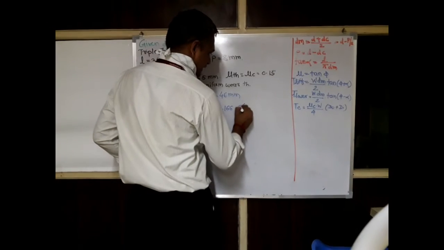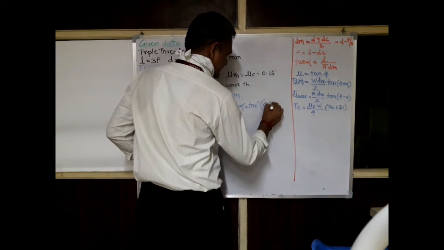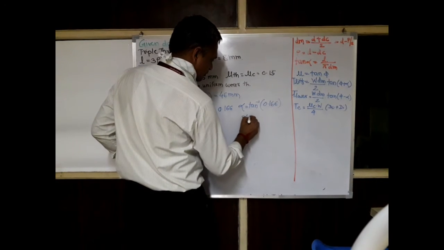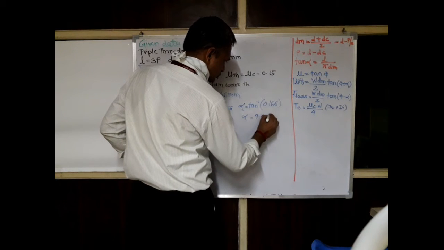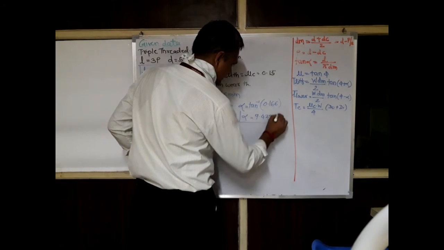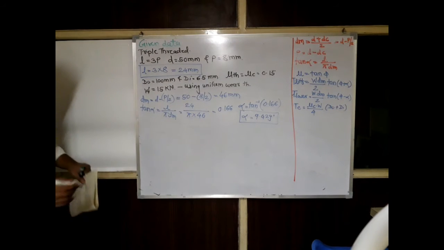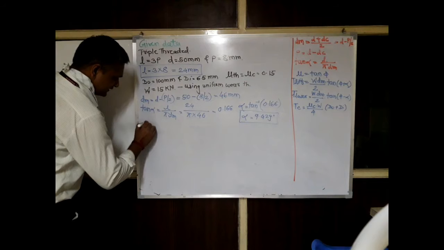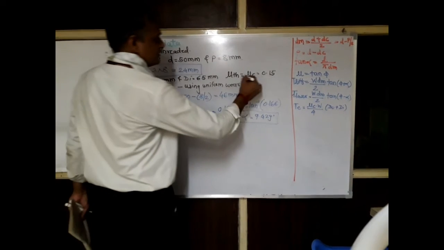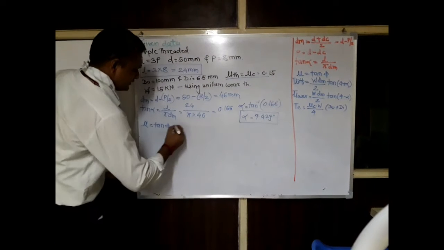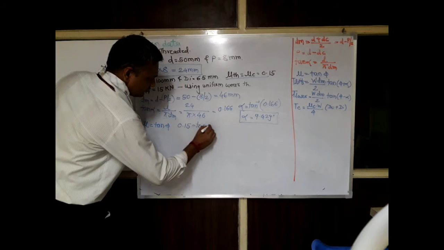Therefore alpha is equal to tan inverse of 0.166. Therefore alpha will be equal to 9.429 degrees. Then mu is equal to tan of phi. Now the value of mu is given, it is 0.15. Therefore 0.15 is equal to tan of phi.